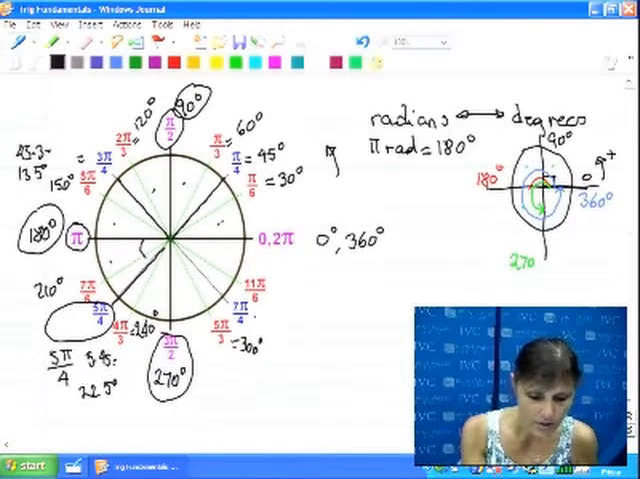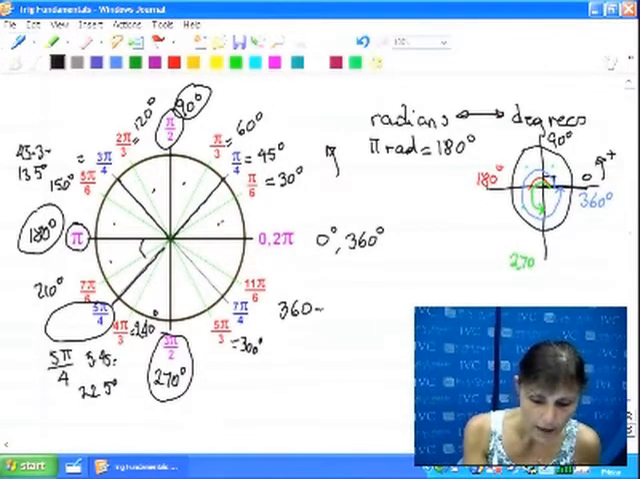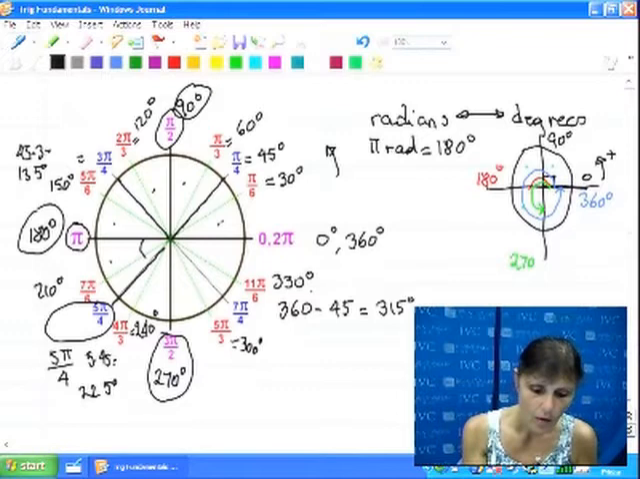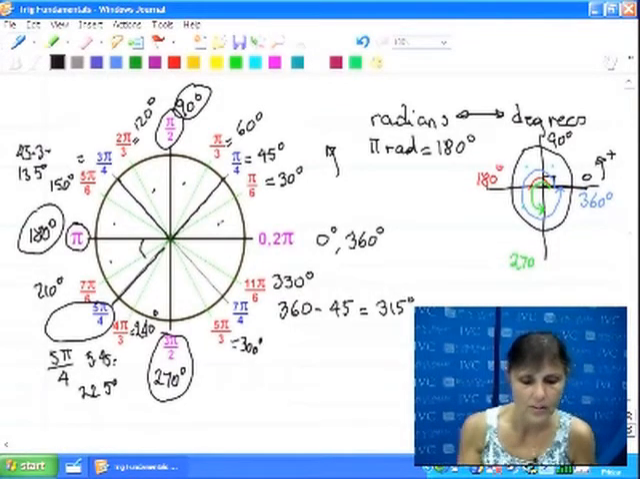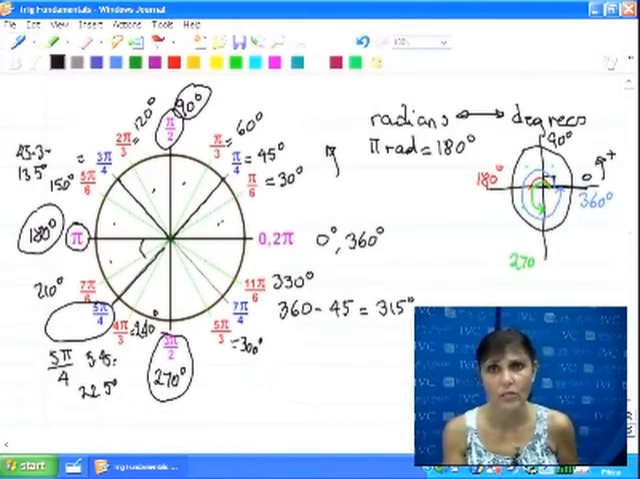And then what was this one? 7 pi over 4, which is pretty much 360 minus 45 degrees. How much is that? 315, right? Okay, how much is this? 360, this is 30, so that's going to be 330. What will be this one? 300, 315, 330, 360. So we went ahead and actually wrote this down.